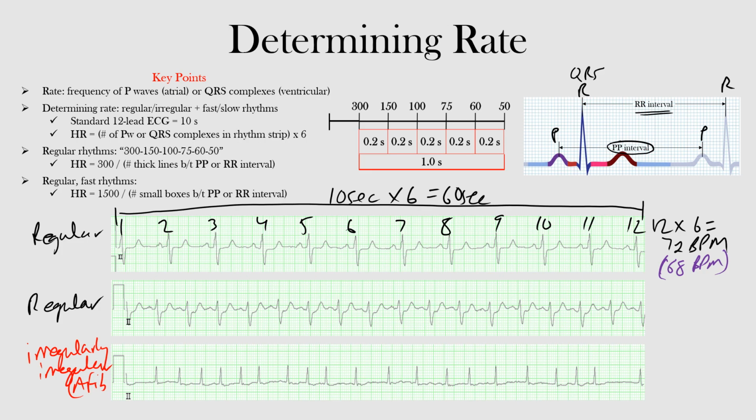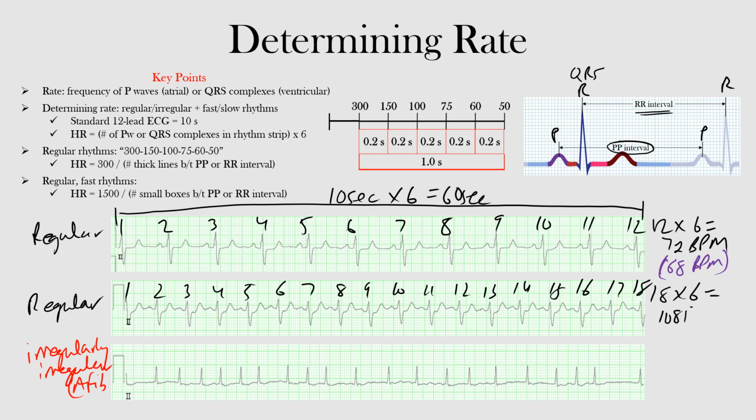Let's try the next one. Okay, so again, 1, 2, 3, 4, 5, 6, 7, 8, 9, 10, 11, 12, 13, 14, 15, 16, 17, 18. So 18 complexes going across. So we do 18, and then we multiply that by 6, and that gives us 108 beats per minute. All right, and the actual rate here was 105 beats per minute on the EKG machine. So again, quite close, a great estimate.